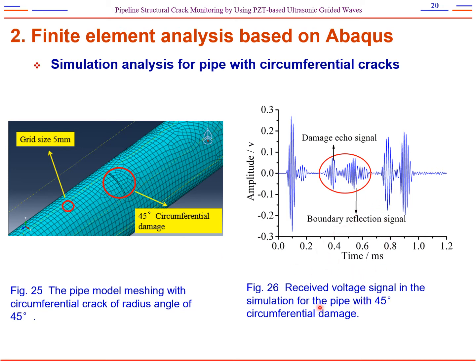And here is the sensing voltage signal in the simulation for the pipe with a 45 degrees circumferential crack. We can pay attention to here. Here is the damaged echo signal, and this package denotes the boundary reflection signal. So this is very important because this package contains the information of cracks.